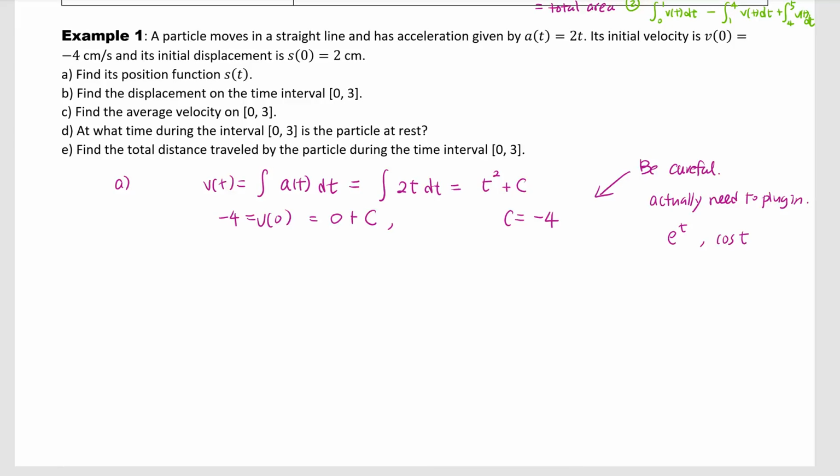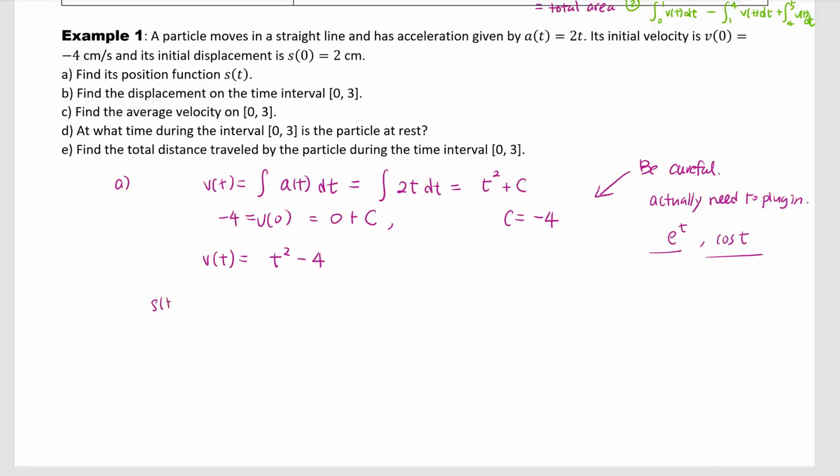Well, when you plug in t is 0, you don't get 0. Here, we get 0 because we're working with polynomials. We plug in t is 0, we get 0. But when you work with exponential functions and cosine, you don't get 0. So you actually need to plug in and then find the c. You cannot automatically think c is the initial velocity. So far, so good. So v of t is t squared minus 4.